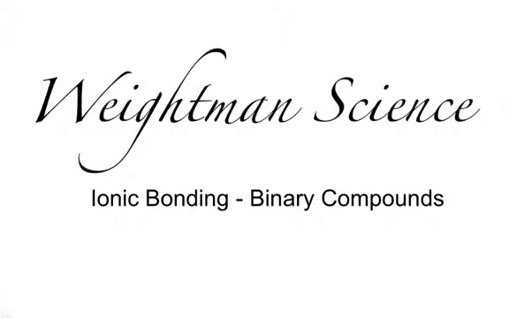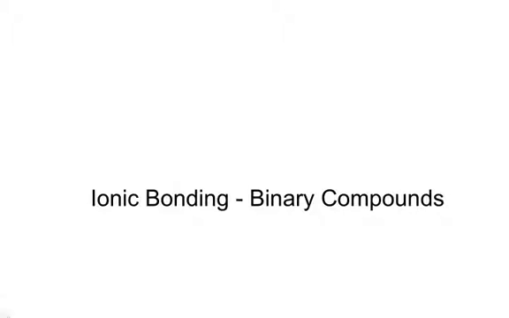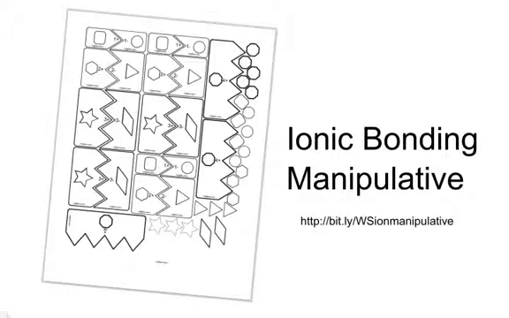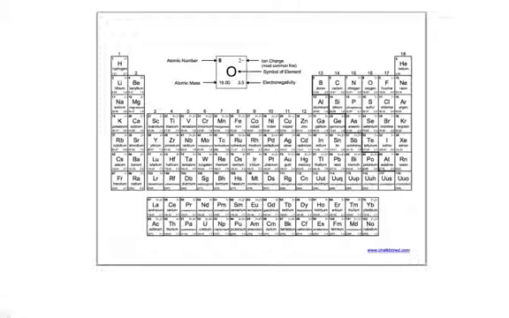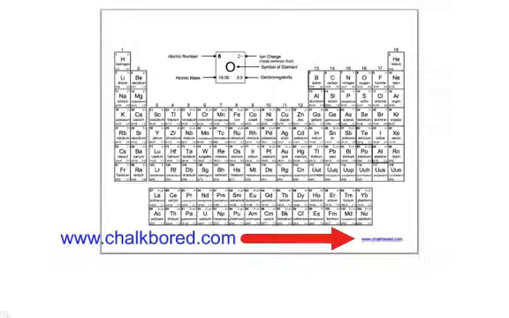This video will address ionic bonding, specifically binary compounds. We'll look at both single and multivalent cations. We'll make use of the ionic bonding manipulative that you can download at this link. We'll make use of the chalkboard.com periodic table throughout the video.